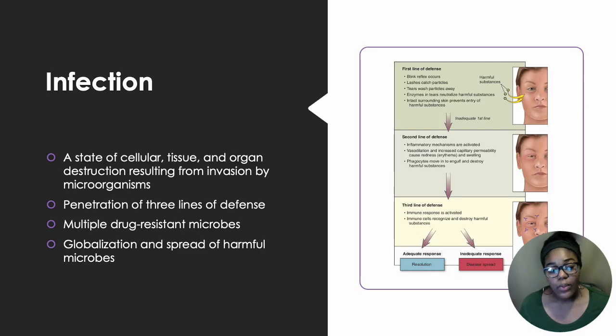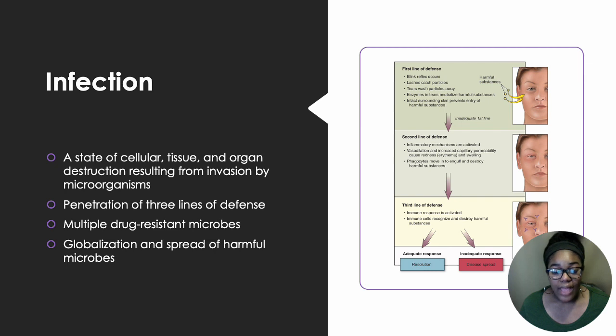So at this point, we have already discussed the 3 lines of defense, and now we're discussing what happens when we don't have an adequate response with those previous 3 lines of defense. The first line of defense, which is our skin and mucous membranes, has failed. Our second line of defense, which is the inflammatory response, has failed, and then the third line of defense is our immune response, which has also failed.